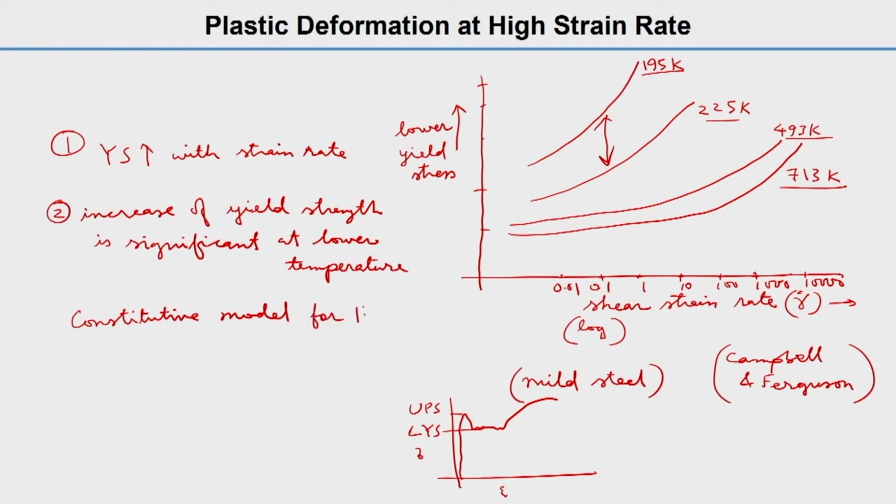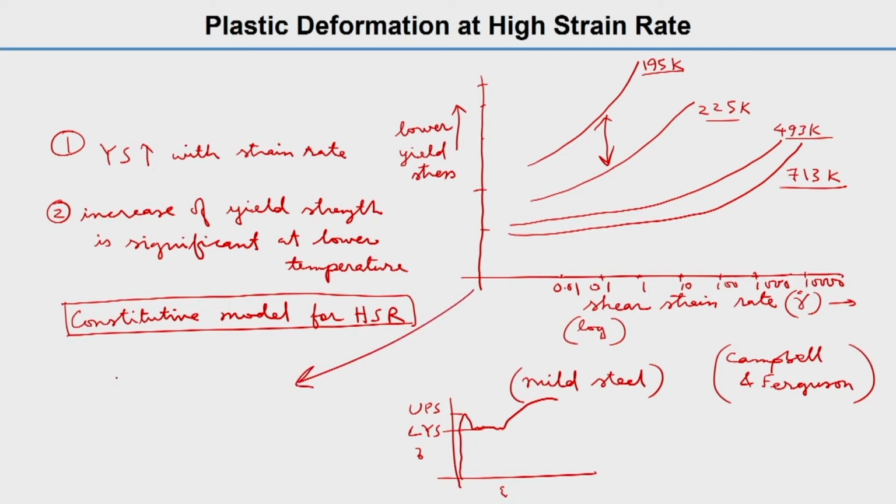Constitutive model for high strain rate plastic deformation behavior. So what we need to do is summarize whatever we have seen in this plot. If we can summarize the data from that plot into a mathematical equation, a single equation, that should include the strain rate variation and temperature effects.